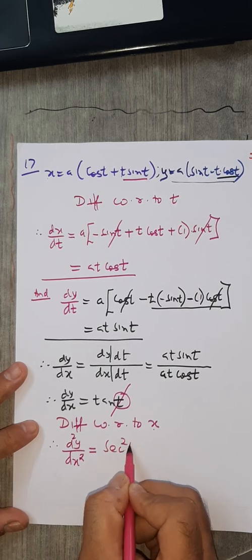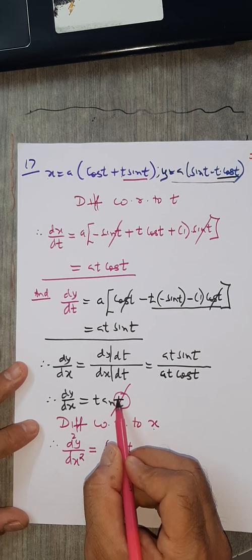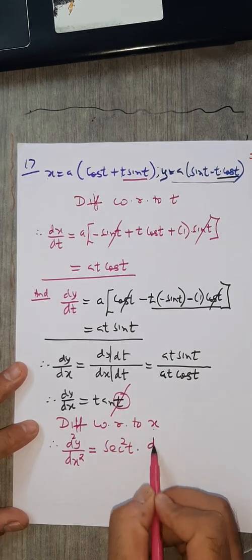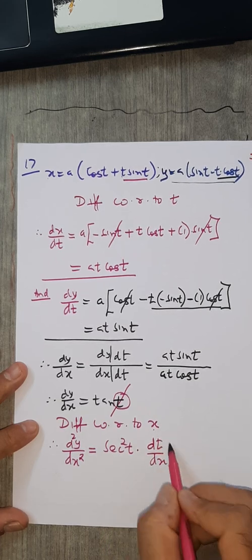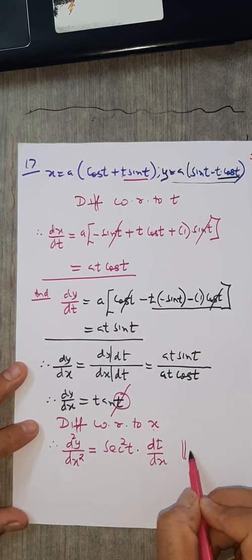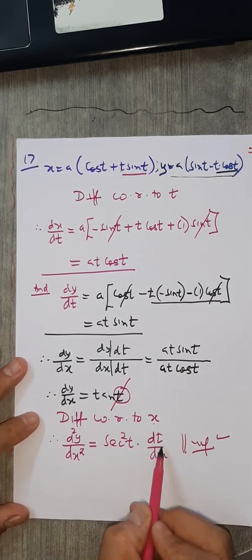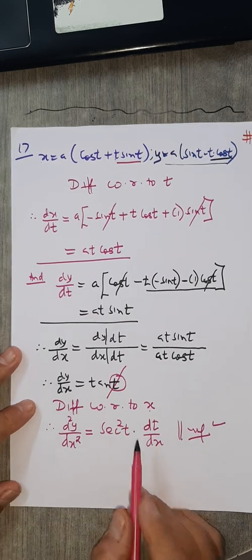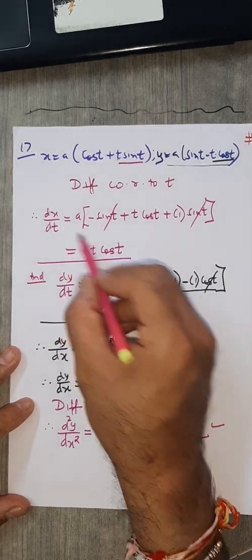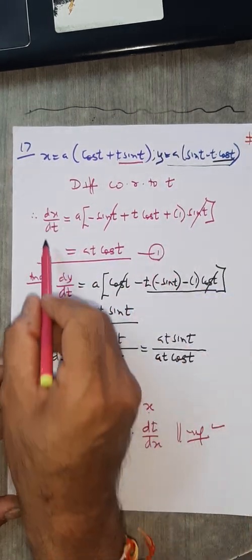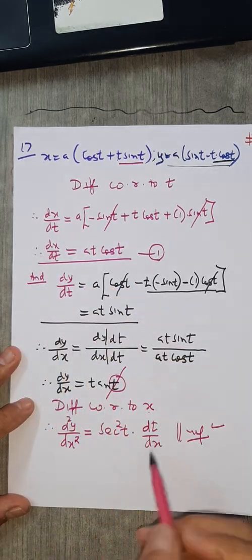So sec square t into derivative by chain rule, derivative of t with respect to x, which is dt by dx. 90% of students usually forget to write this step. This is a very important step, remember. If it is theta here, then d theta by dx. So now you are through here. Just put the value of dt by dx, that is from here, you call this as 1. This is dx by dt, remember. So take the reciprocal and put here.